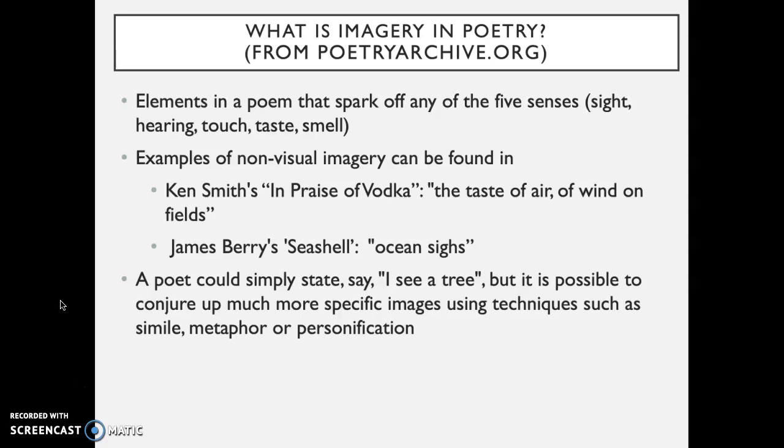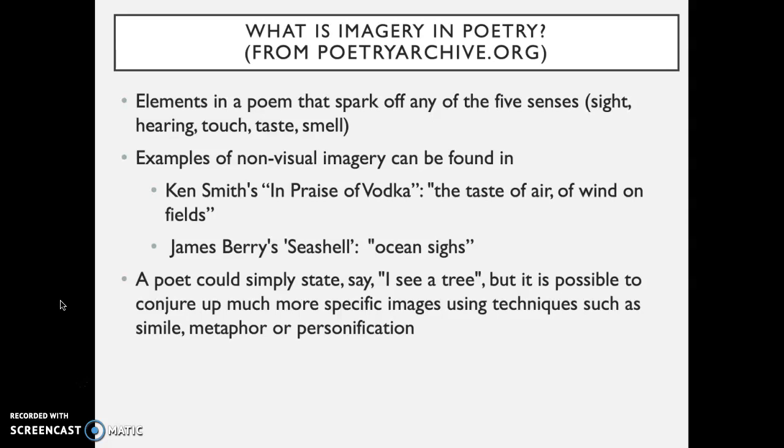So it could be anything related to the five senses. So you can go through your senses. If you feel like you have a sixth sense, by all means, feel free to use it. And sometimes the senses get mixed together, which is called synesthesia, and we will learn about that later this semester. So anything related to the five senses can be an image in the poem. So we don't have to stick with just visual things. We can move to other senses.